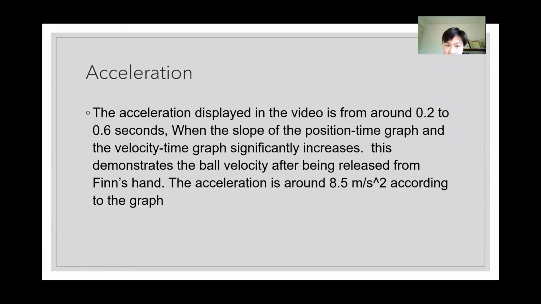The acceleration displayed in the video from 0.2 to 0.6 seconds is when the slope of the position time graph and the velocity time graph significantly increases. This demonstrates the ball's velocity after being released from Finn's hand, and the acceleration is around 8.5 meters per second squared according to the graph slope.